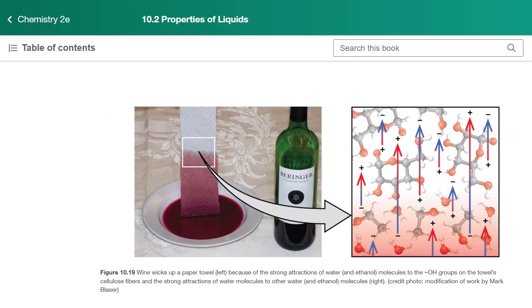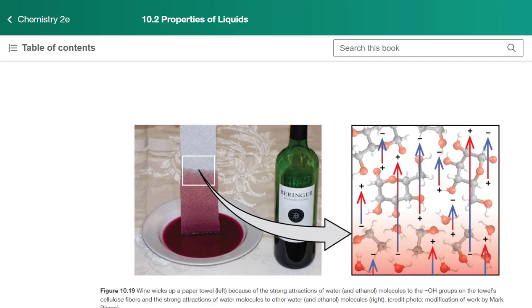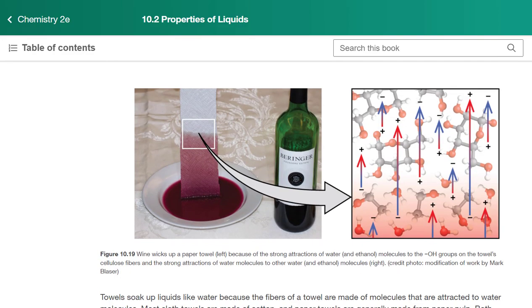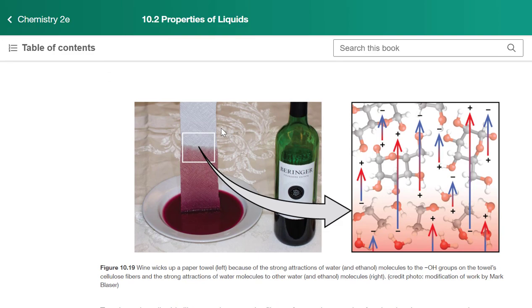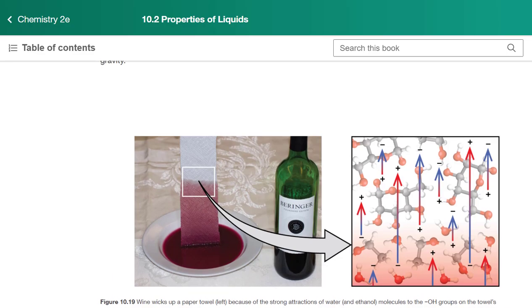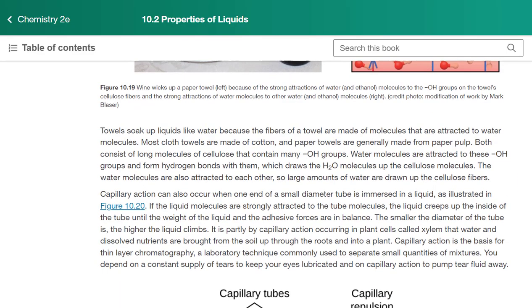So here we're showing some examples of that. If you think of a liquid wicking up a solid, like here we're showing wine with a paper towel, where the wine is wicking up it, it kind of climbs the surface of the solid. That is capillary action, what's causing that to happen.